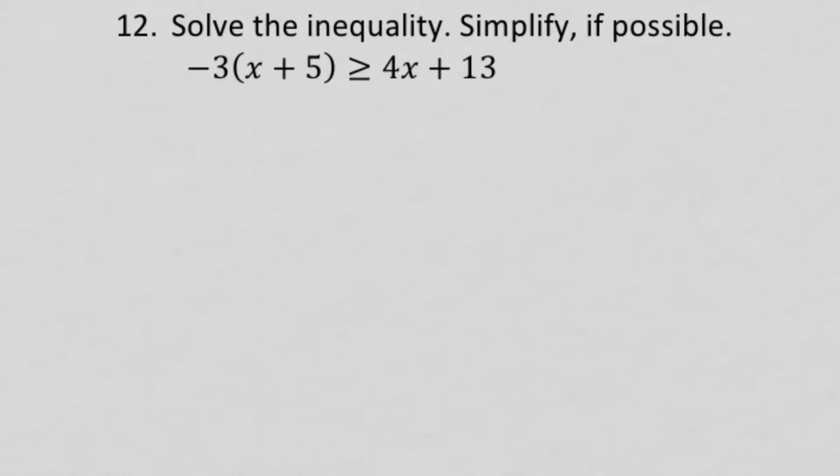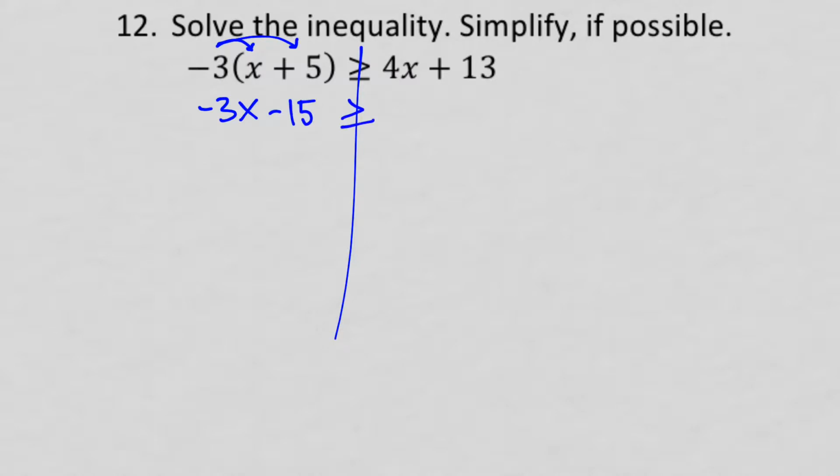Okay, number 12. Solve the inequality, simplify if possible. Negative 3 times x plus 5 is greater than or equal to 4x plus 13. I'm going to start this one by distributing, like we usually do. So I'm going to separate the left and the right, and I'm going to distribute the negative 3. I see parentheses, I think distribute right away. So I'm going to multiply that one times that one, and then that one times that one. Negative 3 times x is negative 3x. Negative 3 times 5 is negative 15.